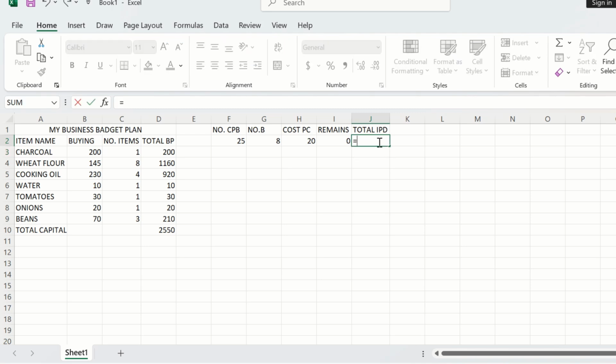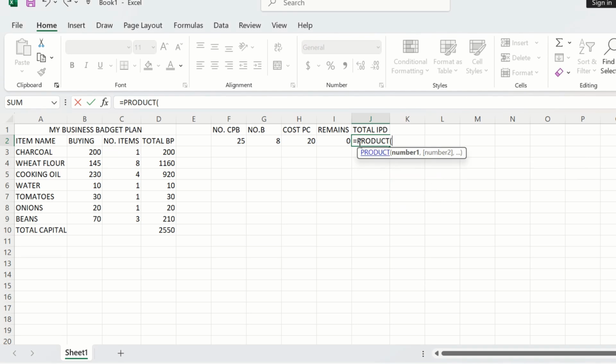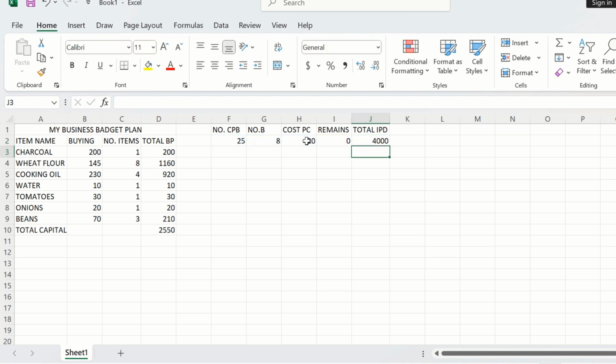It will be given by this formula, that the product of this, that is the number of chapatis multiplied by the bags times the cost per chapati. Then we subtract the remaining chapati multiplied by the cost, then you will get 4,000 shillings.